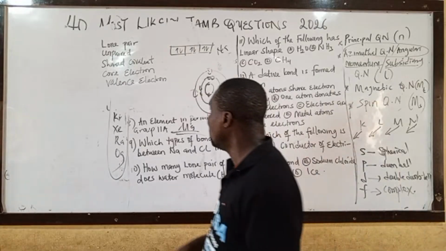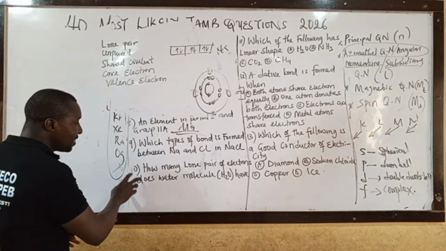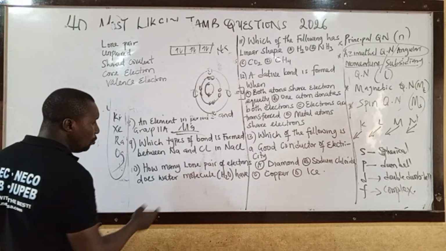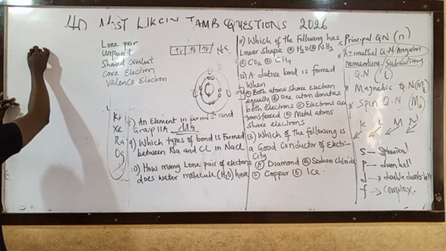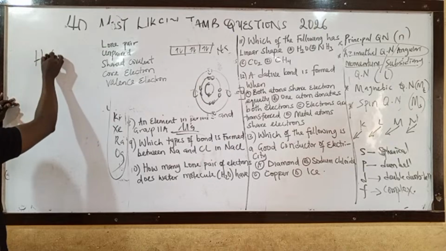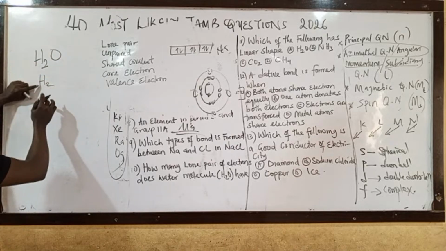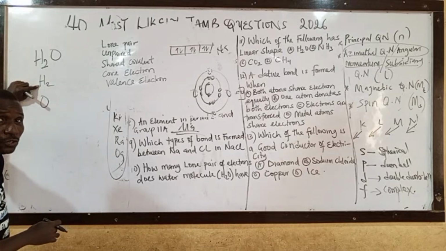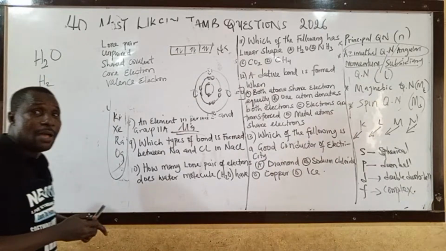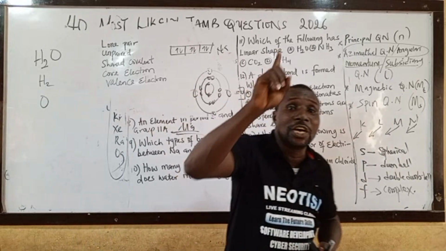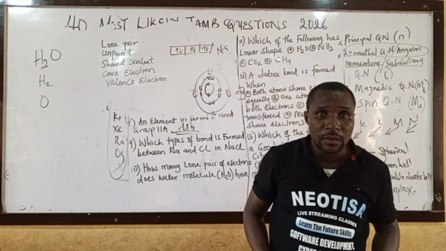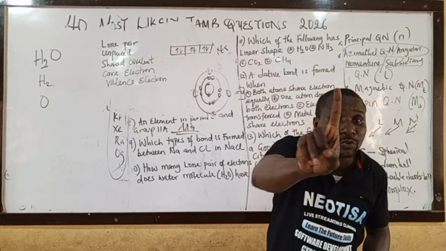Take note of that. They say in water, how many lone pairs do we have? What we do is very simple. This is the trick. H2O: we have hydrogen 2, oxygen 1. What is the valence electron of hydrogen? That means how many electrons are on the atom shell of hydrogen? 1. Hydrogen has 1 electron.